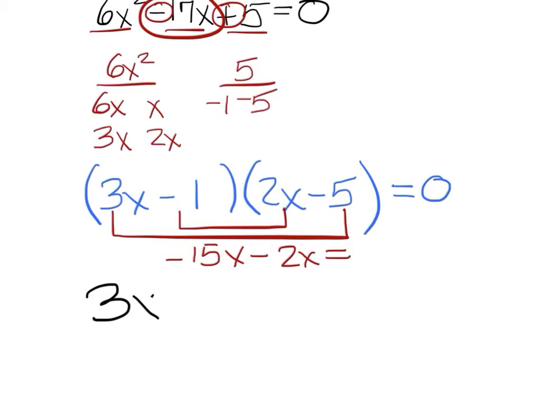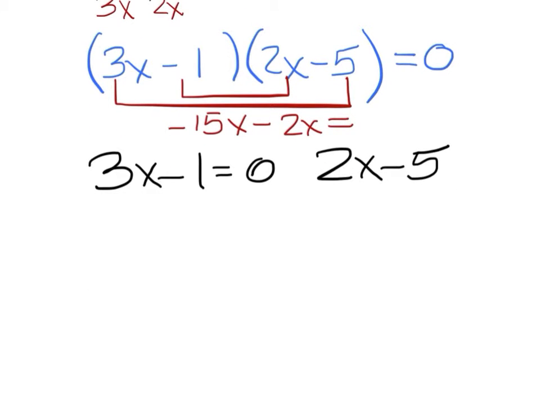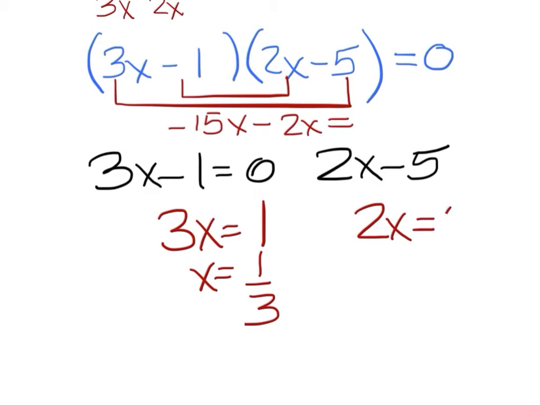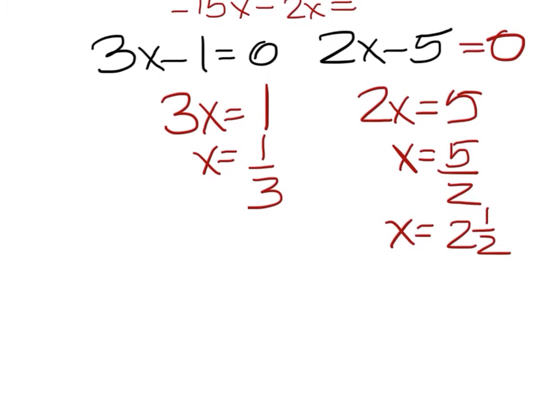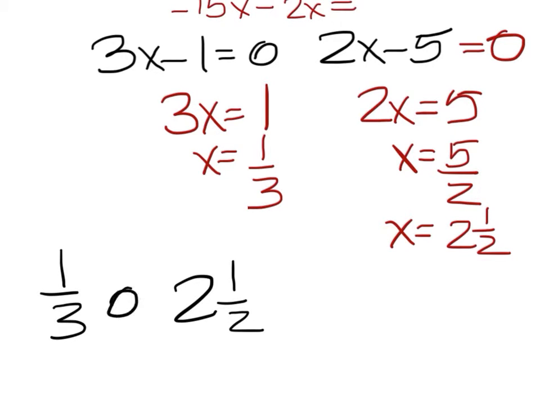Therefore, we are going to set each of those equal to 0 and solve. 3x equals 1, and then divide by 3. And then 2x equals 5. That should have been set equal to 0. And divide by 2. This can also be 2 and a half. Your final answer will be 1/3, or 2 and a half.